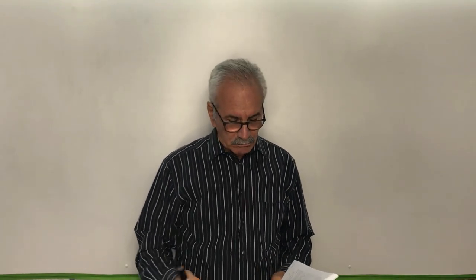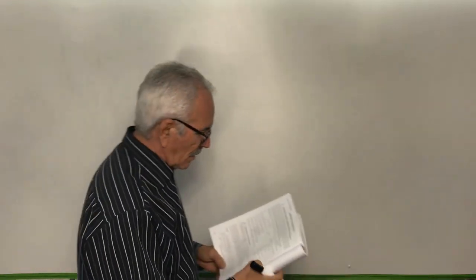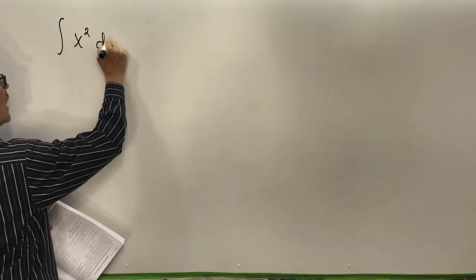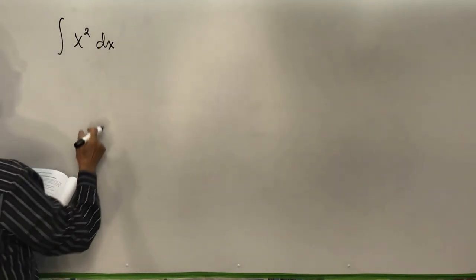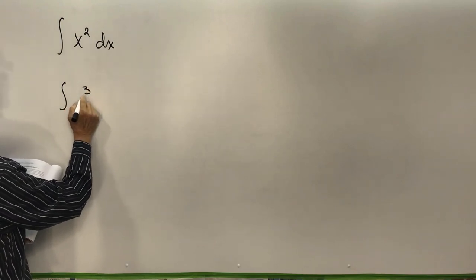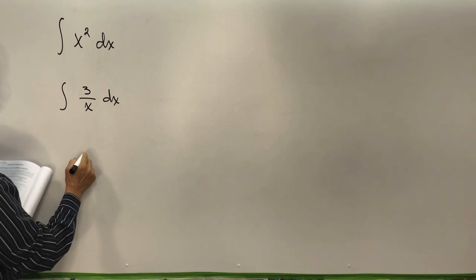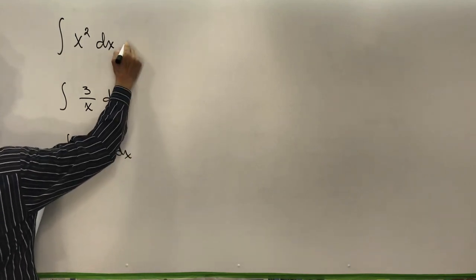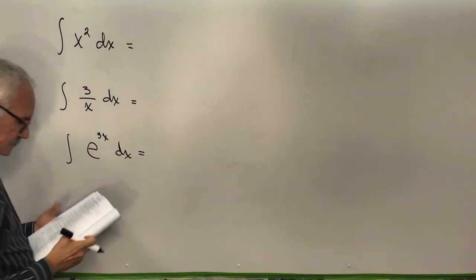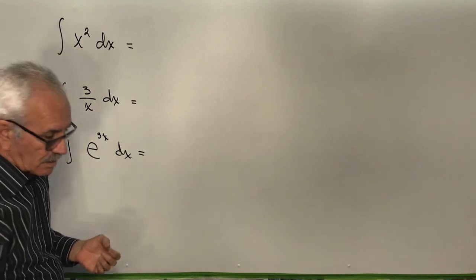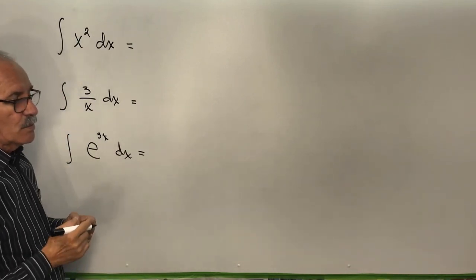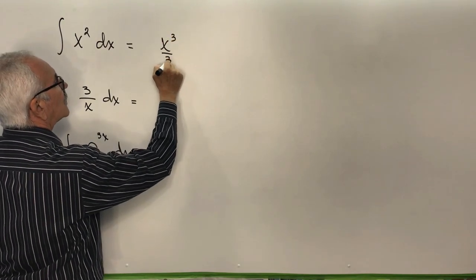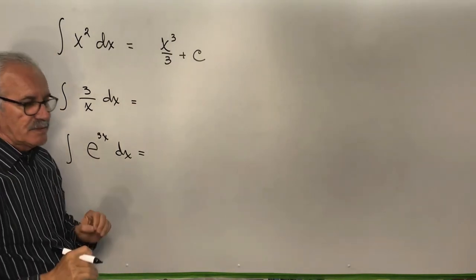Now, let's solve some classic examples from the notebook. The first one, find the integral of x squared dx. The second, 3 over x dx. The next one, e to 3x dx. On the first case, applying the opposite of the power rule, as when we get the derivative, we have here x to the third divided by 3 plus the constant. We finish. Very easy, very fast.